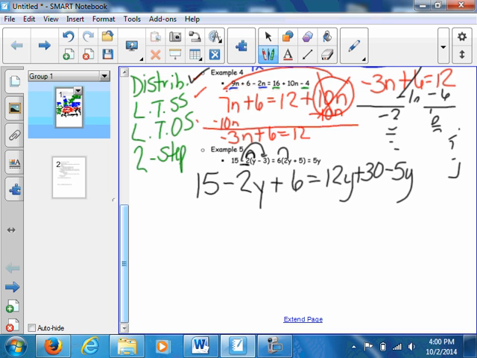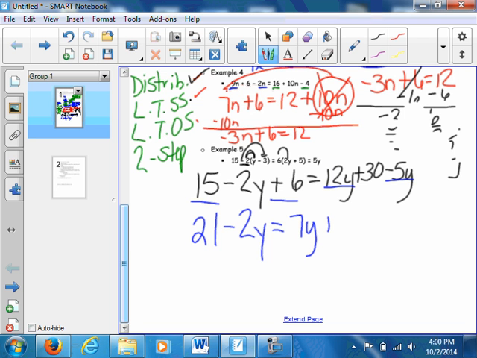Now, let's go ahead and look for like terms on the same side. On the left side, I have 15 plus 6. 15 plus 6 is 21 minus 2y equals, on the right side I have 12y minus 5y. That's 7y plus 30. Okay?